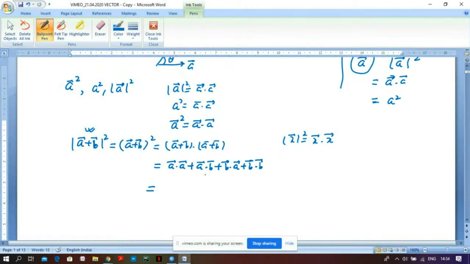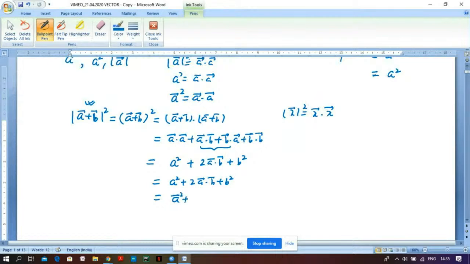Now because dot product is commutative, this just becomes twice A dot B. It does not make a difference. This is just A squared, and this I can write as B squared. So I can write this simply as A squared plus 2A dot B plus B squared. So this is one form, or second form, or third form. If I want to waste more paper, I can write modulus A squared plus 2A dot B and plus modulus B squared.